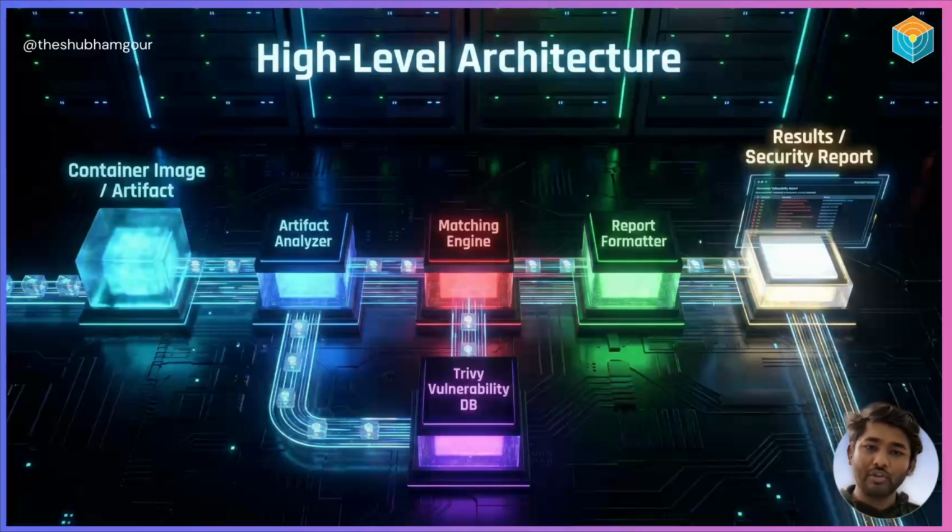Now, based on your image, it will show you the differentiator. The first thing was to analyze. It analyzed the operating system, whether it is Debian, Red Hat, or CentOS, and it also analyzed what the package is, whether it is PIP or NPM. So that analysis is done.